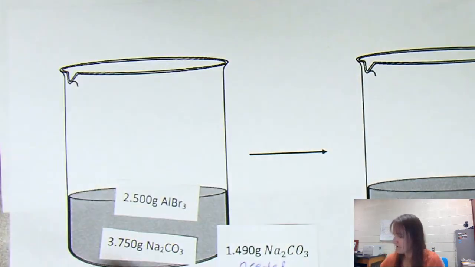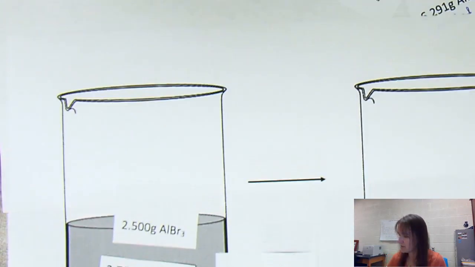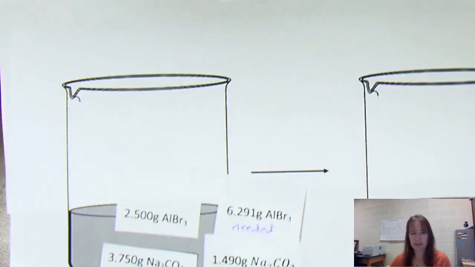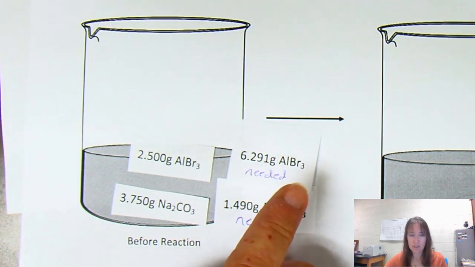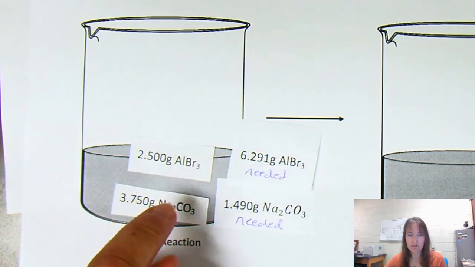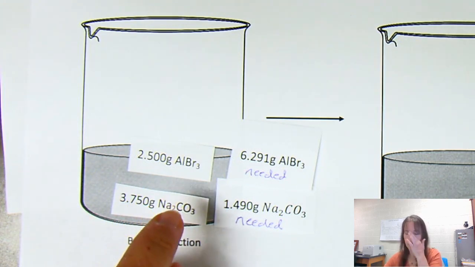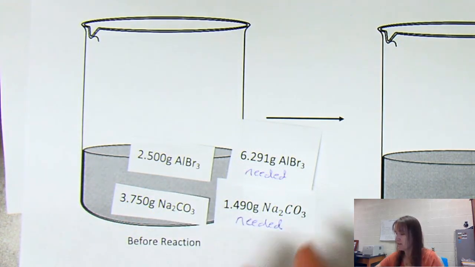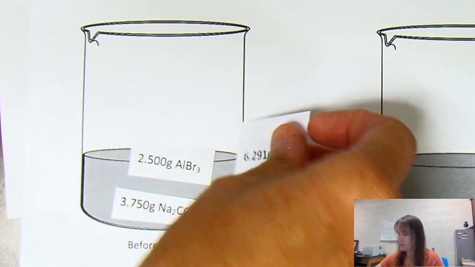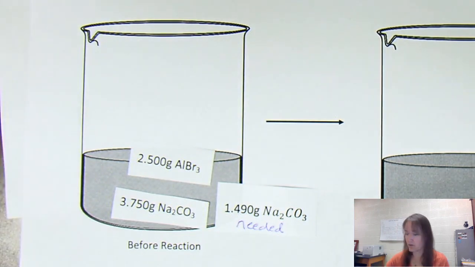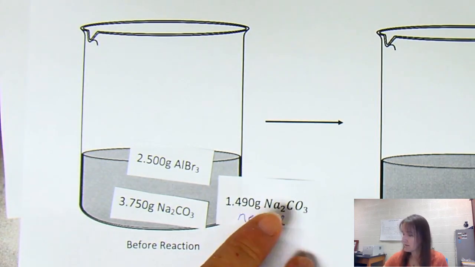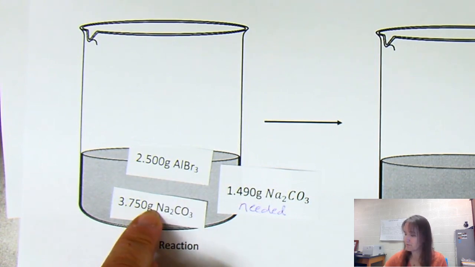However, if I wanted to react all of that 3.750, I would need over 6 grams. I don't have the 6 grams, so we only have 2.5. So there's no way for us to use up all of our sodium carbonate. And so this measurement that I calculated here, based on the 3.750, is not going to work. It's going to be this much of my 3.750 grams gets used up.